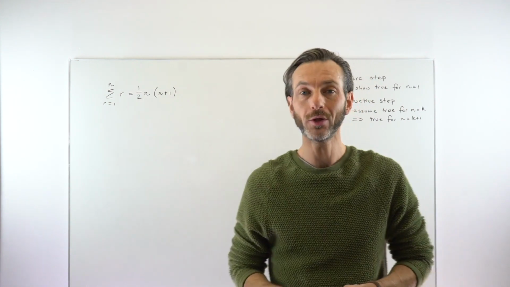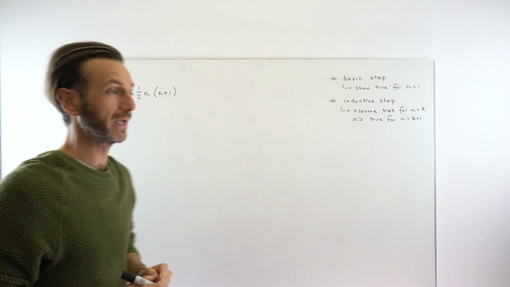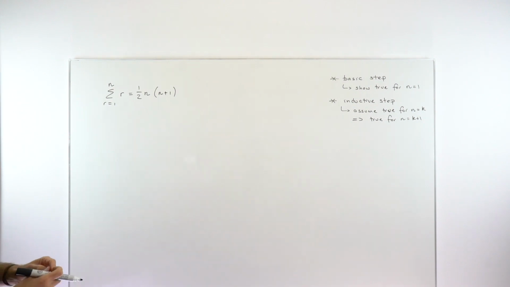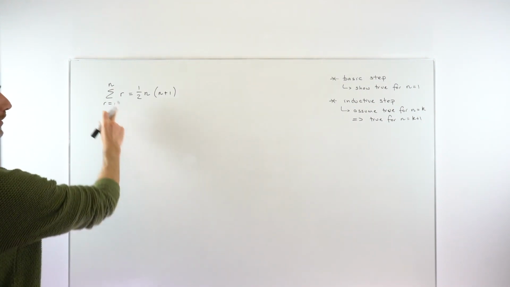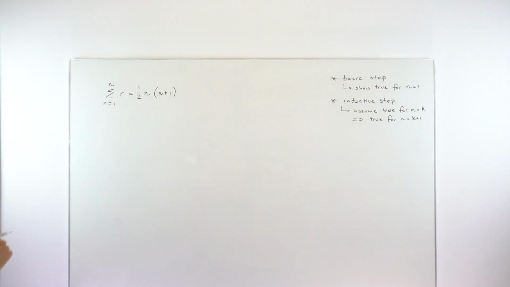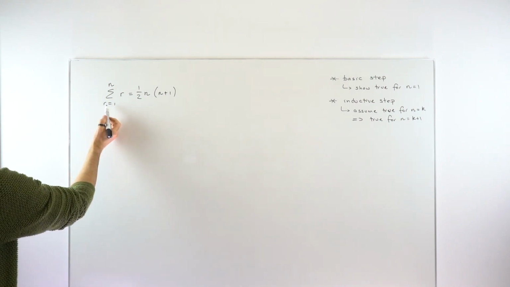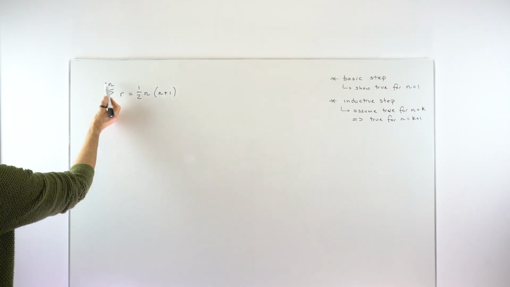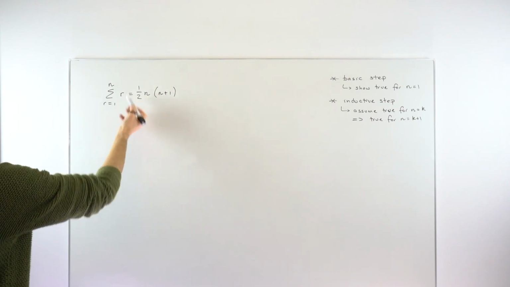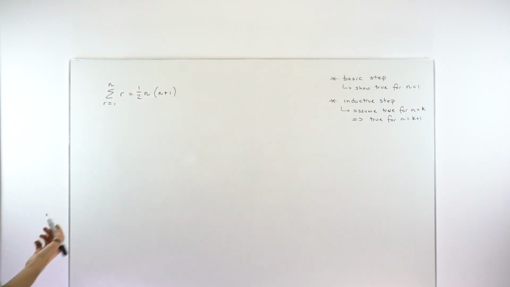Before we work this example, let's just think about what this example actually means. These proof by induction methods can be used on any type of proof. This one happens to be to do with a series. This is saying that if you take the sum from r equals 1 to n of r, the result comes out to be 1/2 n times n plus 1.